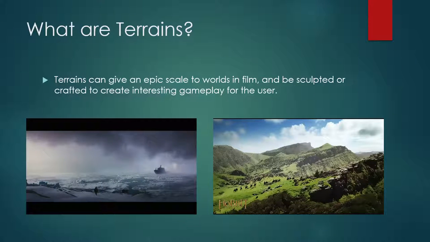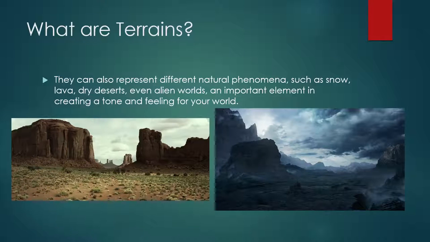They can also give us an epic scale in film. We've all seen things like The Hobbit and other films where these sweeping shots give us a real sense of this place and the natural geology of it, as well as all of the flora and fauna that live in that place. And it can be a really effective backdrop. They can also represent different natural phenomena, things like snow, lava, dry deserts, all of that kind of thing, and even creating alien worlds. So we can manipulate it to make a completely new world that the people playing the game or watching the movie can get into.